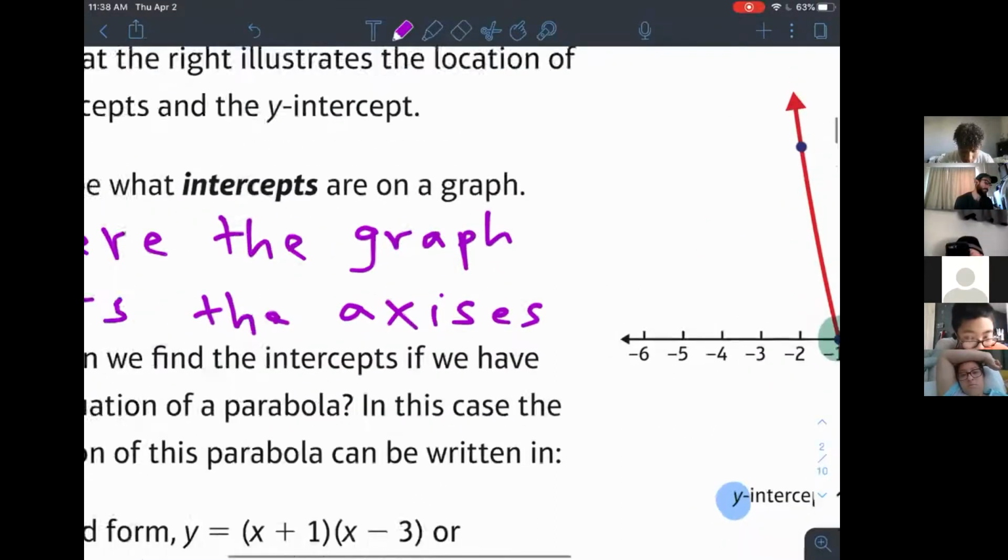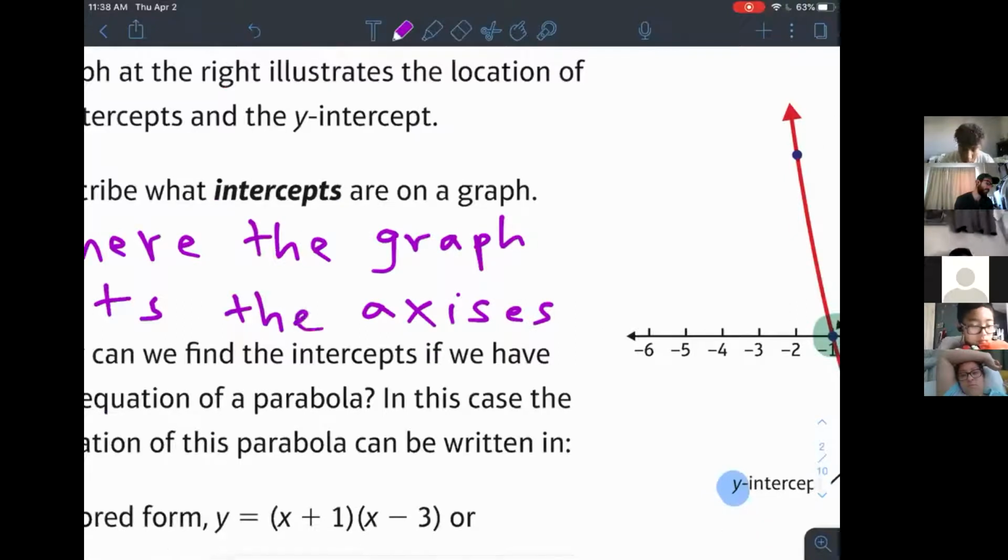I think my English side of my brain is not really working out too well right now. I'm pretty sure that's how you do the plural of axes.